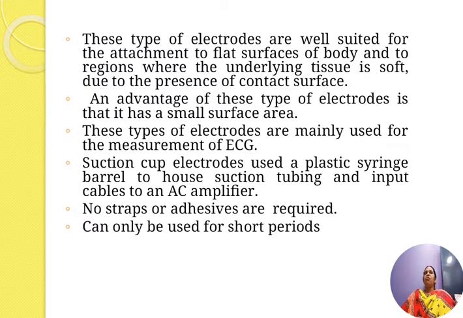Suction cup electrodes use a plastic syringe barrel to house suction tubing and input cables to an AC amplifier. No straps or adhesives are required for this type of electrode, and they can be used for short periods only.